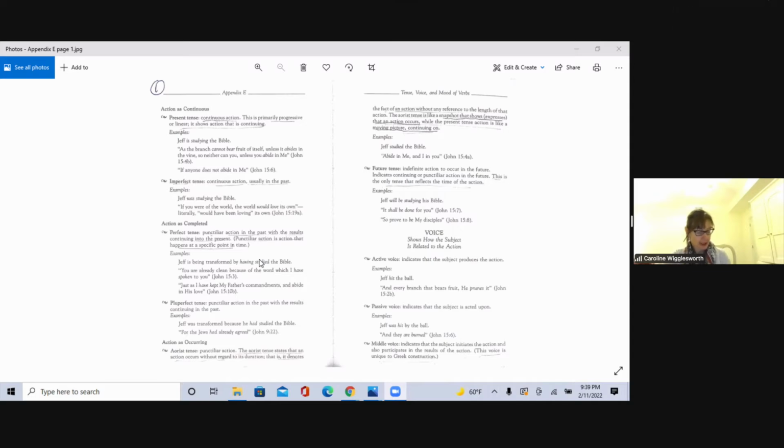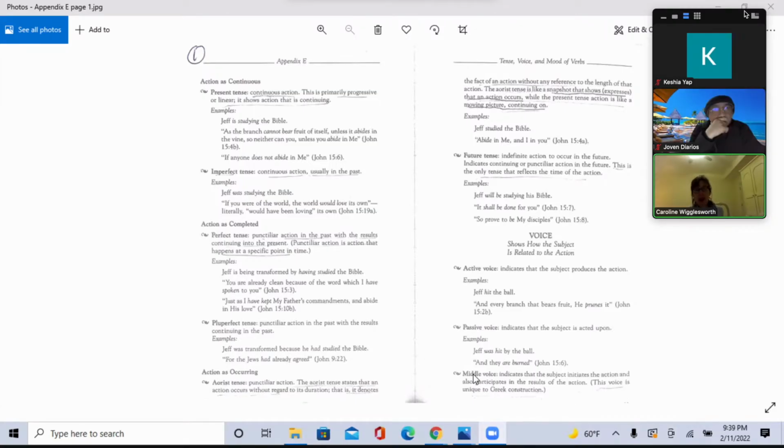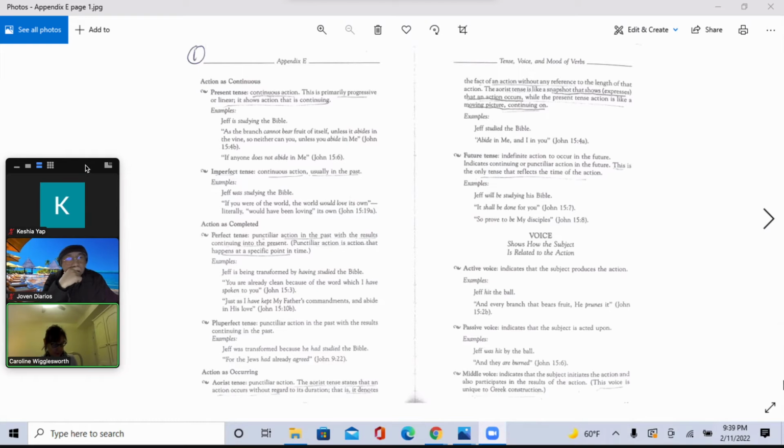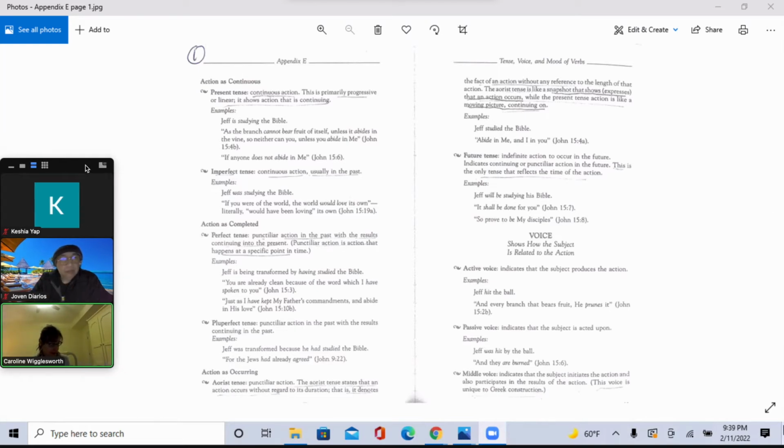Do we remember what the tenses are in Greek? First of all, I should remind you that Greek verb tenses differ from English verb tenses in that the kind of action portrayed is the most significant element, and time is a relatively minor consideration. Okay? So there's three kinds of action: action as continuous, action as completed, and action as occurring.